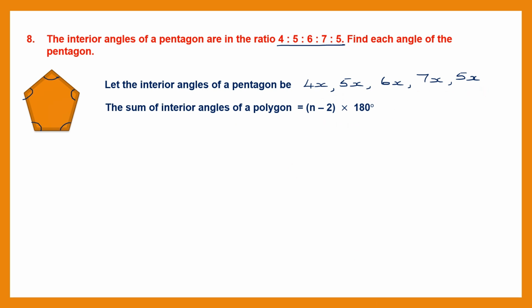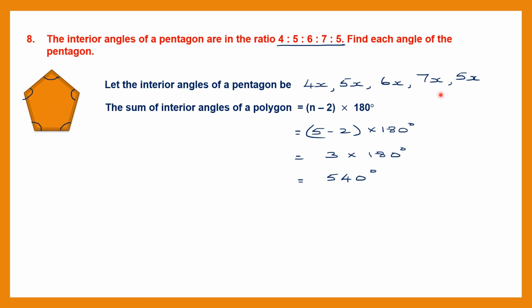Okay, so let's use the formula n minus 2. And what is n? N is the number of sides. So pentagon has 5 sides. So 5 minus 2 into 180. So 5 minus 2 is 3. 3 into 180 degrees is equal to 540 degrees. So this is the sum of the interior angles. And what are all the interior angles?